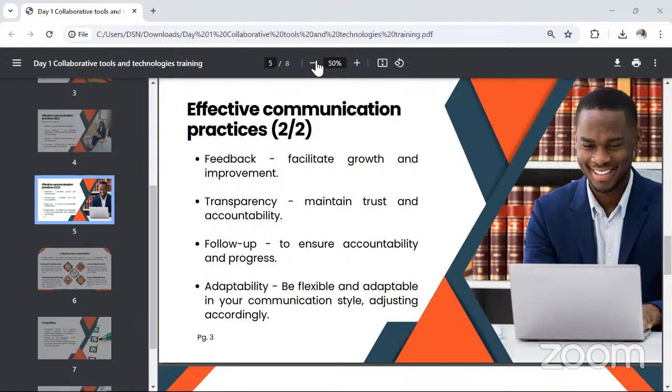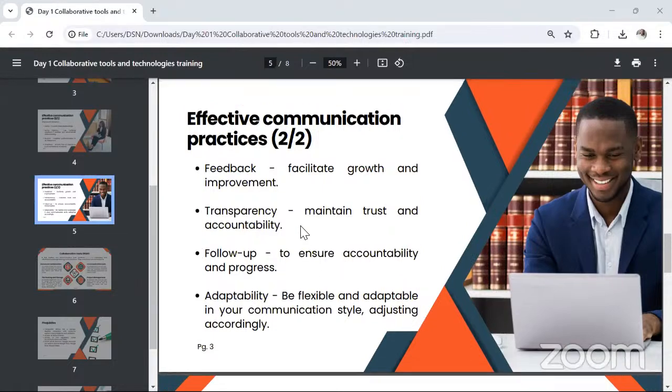Okay. So do we have any questions? So these are just some of the practices, but there are so many that we also need to watch out for.